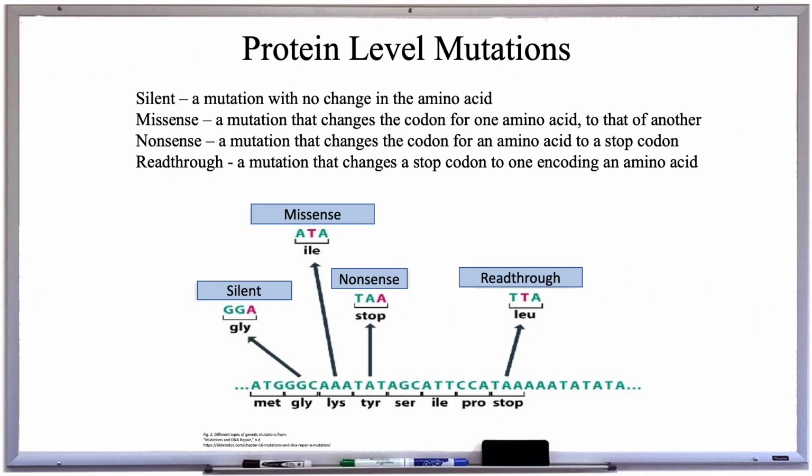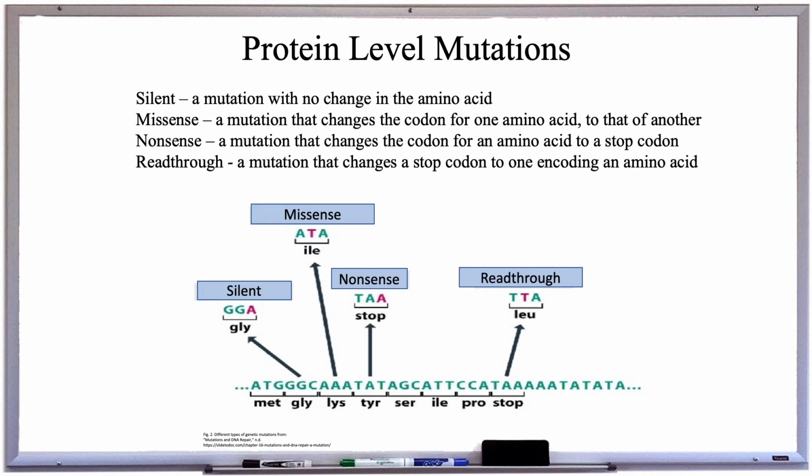Now we are going to discuss mutations at the protein level. There are 4 types: silent, missense, nonsense, and readthrough. Silent is a mutation with no change in the amino acid. Missense is a mutation that changes the codon for one amino acid to that of another. Nonsense is a mutation that changes the codon for an amino acid to a stop codon. Readthrough is a mutation that changes a stop codon to one encoding an amino acid.